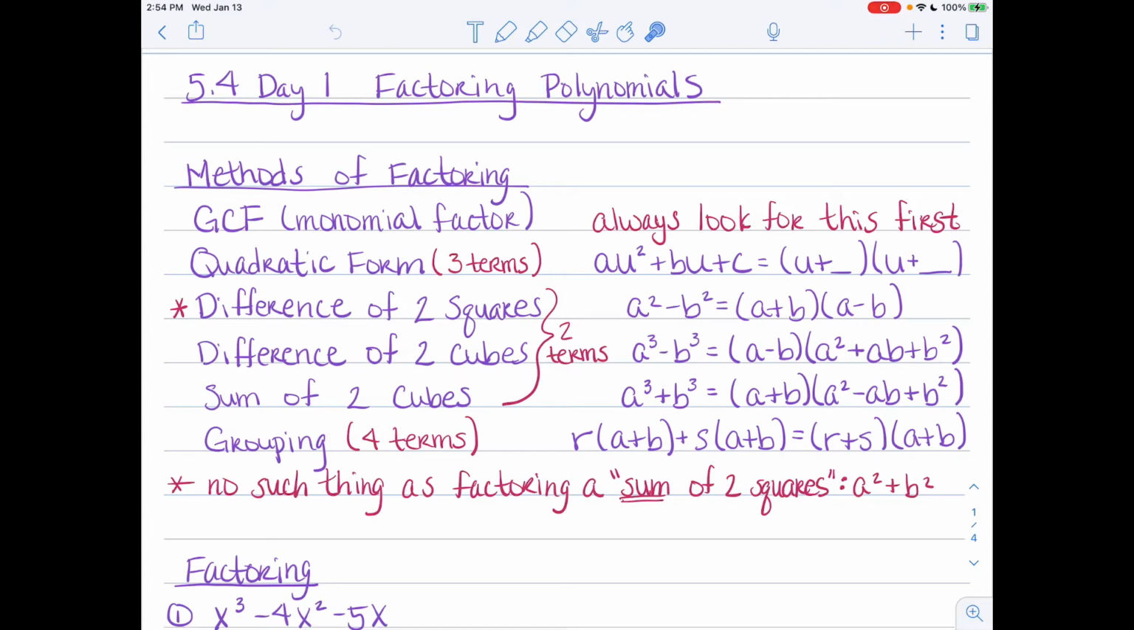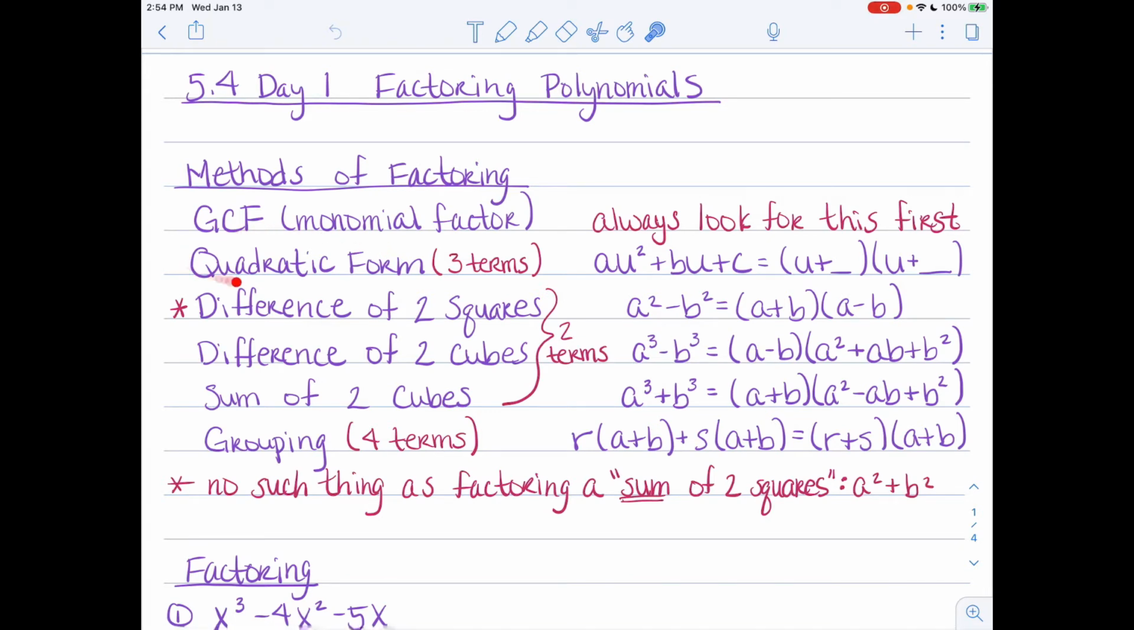And we also can give this GCF a little more specific name. We're going to call it a monomial factor because it's going to be a single term, so monomial factor. Remember that we will always look for a greatest common factor before we do anything else to try and factor a function.